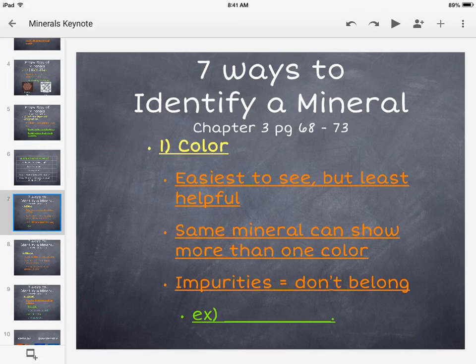Identification of minerals. The first one, easiest one to see, but least helpful, is color. The problem with color is that sometimes the same mineral can have multiple colors. For example, quartz can come in over a dozen different colors. Fluorite can come in green and purple. And so if you just look at the color, it's not going to be conclusive. Almost the same with fool's gold. If you look at just the color, you'll say it's gold, but you have to do some more tests to figure out what it actually is.